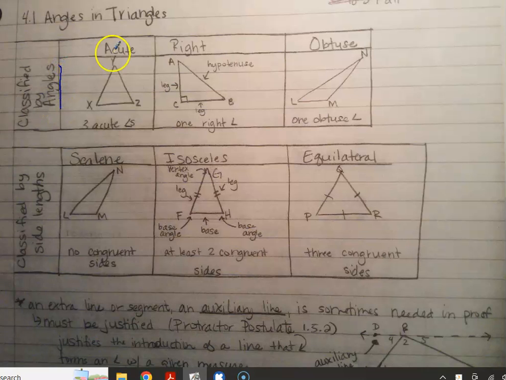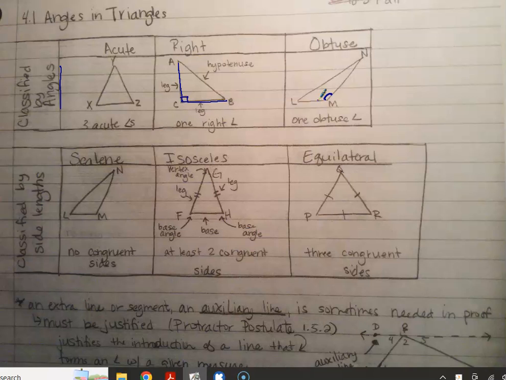Okay, so they are acute triangles when they have 3 acute angles. They are right triangles when they have 1 right angle. But notice, you need to know some terms if you didn't learn them in algebra. From the right angle, 2 legs come out of the right angle. The side opposite of the right angle is called the hypotenuse. All right, and then we have an obtuse triangle where we have 1 obtuse angle. Remember, that's over 90 degrees.